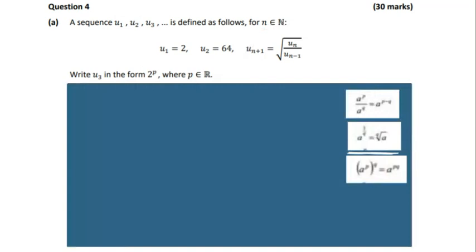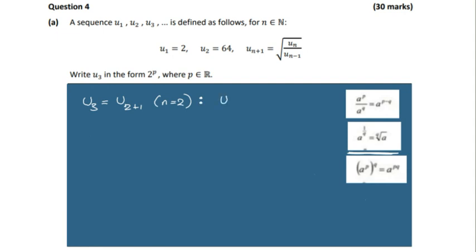Alright, so the first part is we want to find 2 to the power of p, which is a result from the equation. So let's start off. So we're going to use u3 here. So u3 is equal to, so instead of the n, we have a 2. So we're going to go n plus 1, where n is equal to 2. Right, so let's put that into the formula. So let's go over here now.